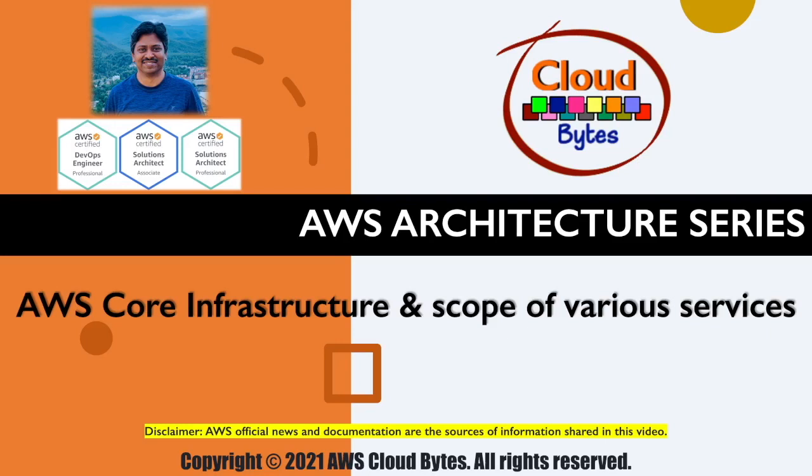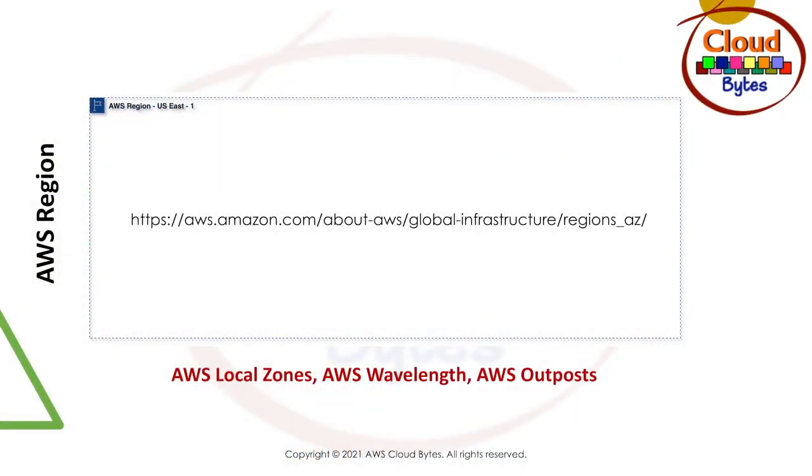Today, we are going to discuss AWS Cloud Core Infrastructure and the scope of various services that we are using. The first thing that we hear about AWS Core Infrastructure is that it starts from a region. There are many AWS regions. In this picture, we are depicting US East 1, US East 2, West 1, West 2, and many more. So a region is primarily an AWS geographical location, you can say.